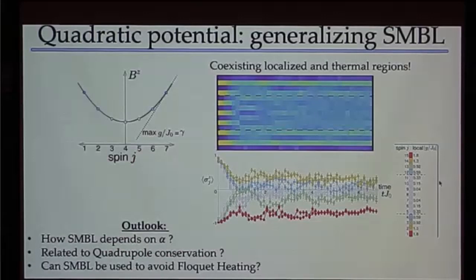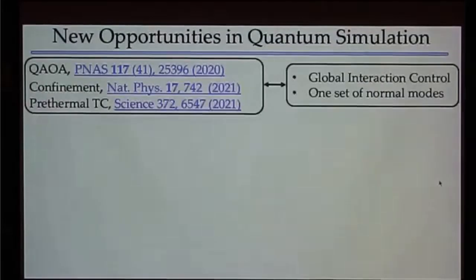We've seen on Monday that having a strong gradient is associated with having an effective dipole conservation. But if you have a quadratic potential, maybe you can think about conserving also quadrupole and higher moments. And maybe Stark MBL can be used to avoid Floquet heating in the same fashion as many body localization can be used for this purpose. All right.